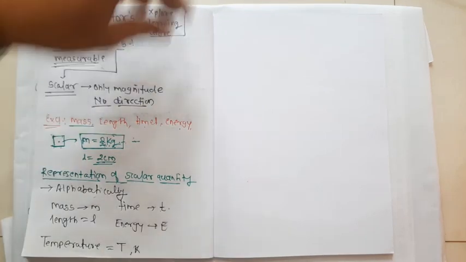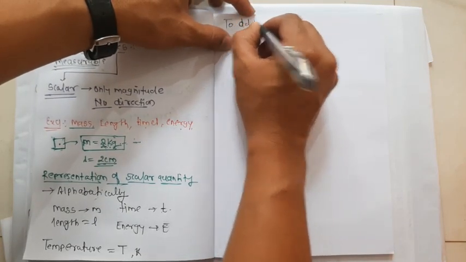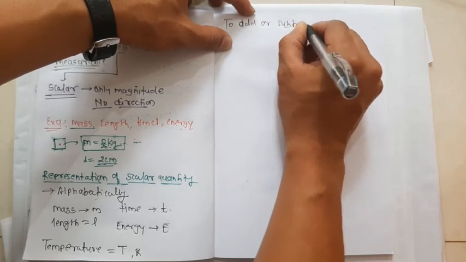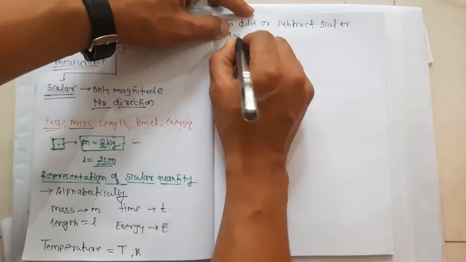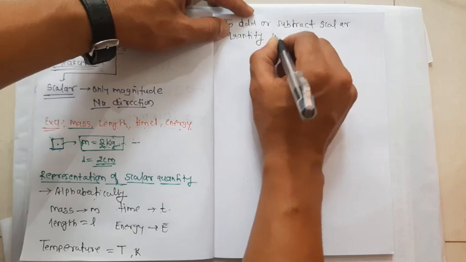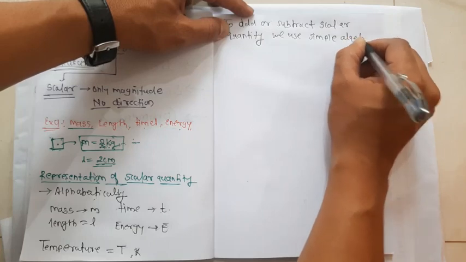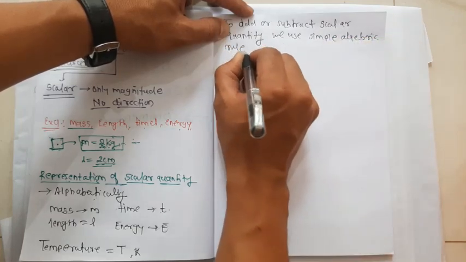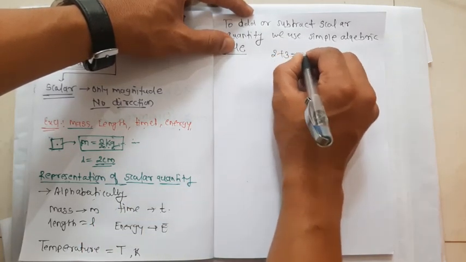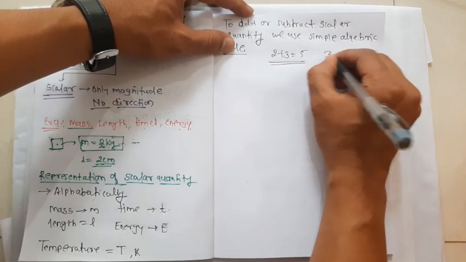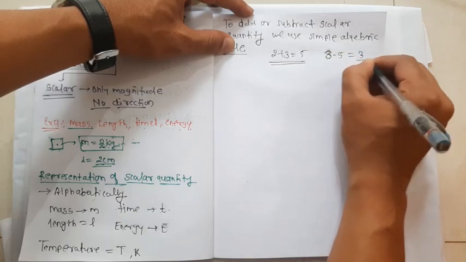Now, to add or subtract scalar quantities, we use simple algebraic rules, the kind you use in day to day life. For example, 2 plus 3 you will get 5. And 8 minus 5 you will get 3. These are the simple rules.